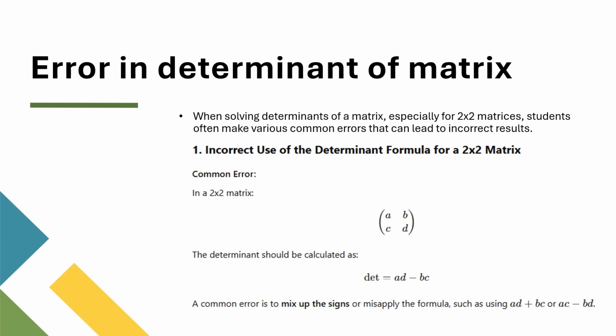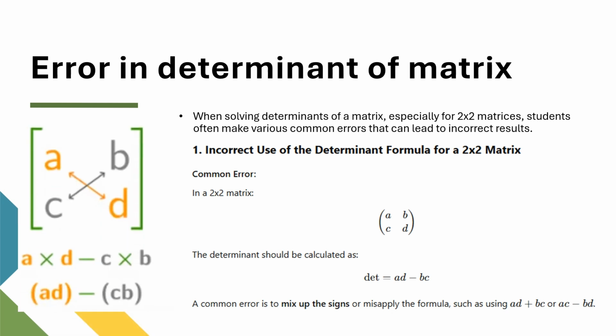The determinant of a 2 by 2 matrix should be calculated as AD minus BC, but the common error is that they mix up the signs or misapply the formula, such as using either AC minus BD or AD plus BC. The correct formula you should be using is AD minus BC, so A times D minus C times B.